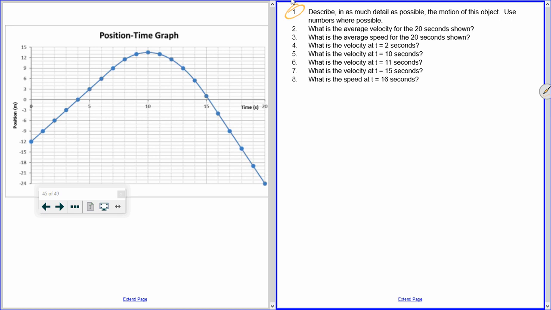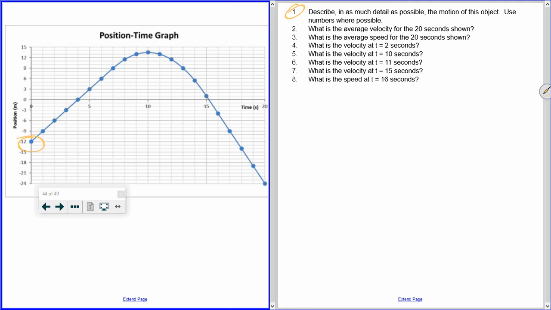Let's talk about what's going on. Our object is starting at a position of negative 12 on some number line. Because the position is increasing, that tells us that we're moving in some sort of positive direction. For the first 7 seconds, the velocity is constant. Specifically, every second we're going 1, 2, 3 meters, so the velocity equals 3 meters a second.